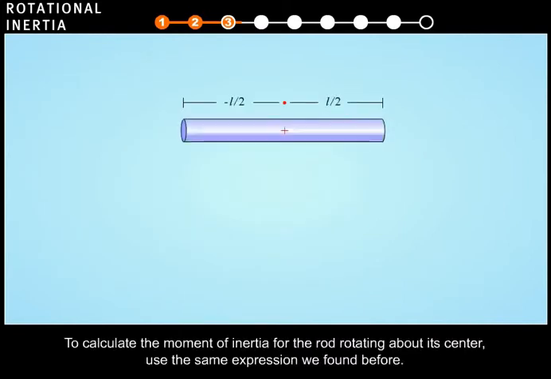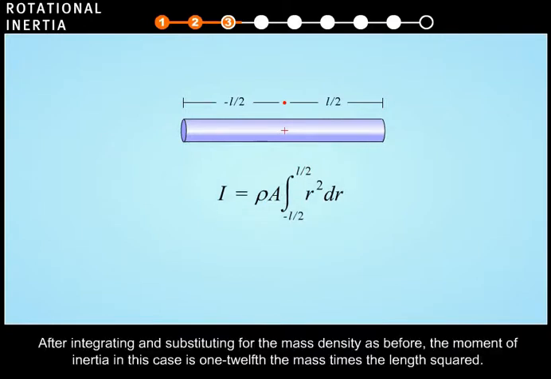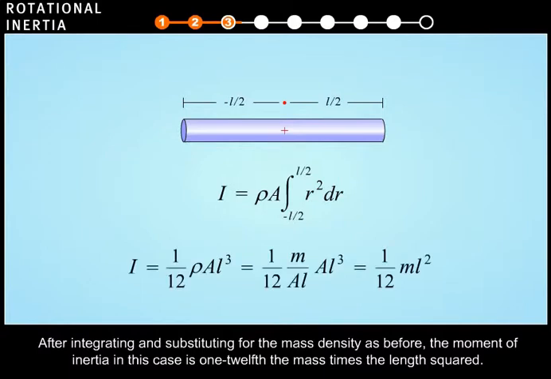Correct. To calculate the moment of inertia for the rod rotating about its center, use the same expression we found before. For this case, the limits of integration are different, going from the center to either end, which is from negative L over 2 to positive L over 2. After integrating and substituting for the mass density as before, the moment of inertia in this case is 1/12 the mass times the length squared.